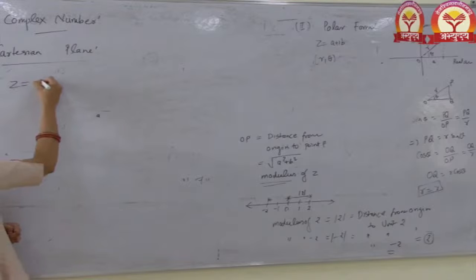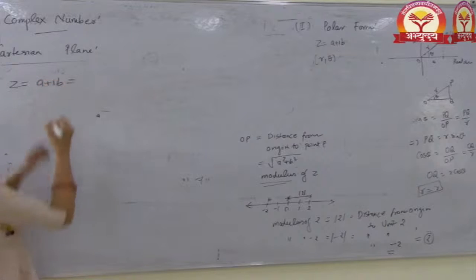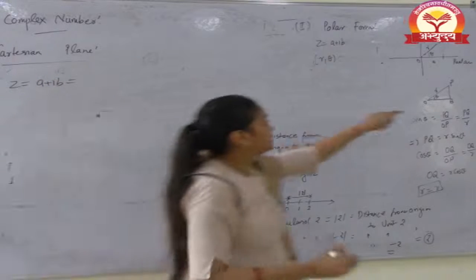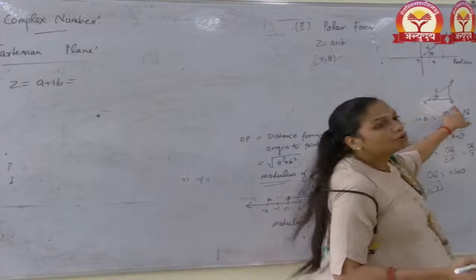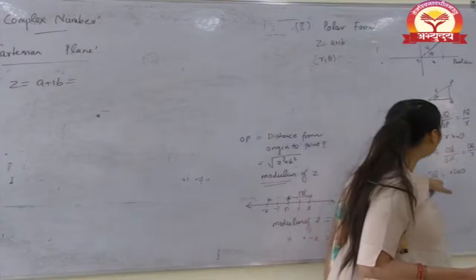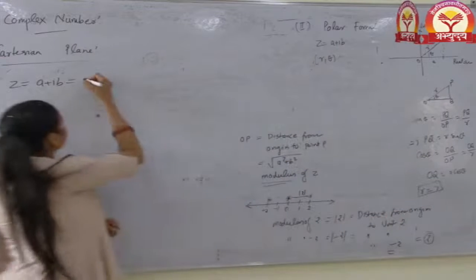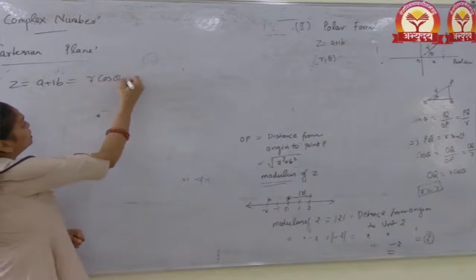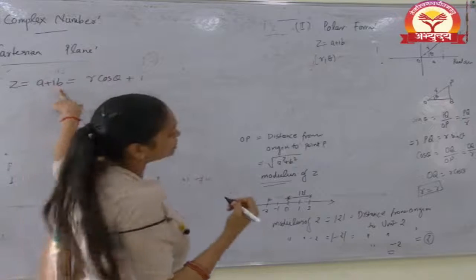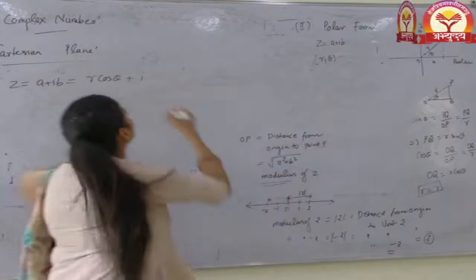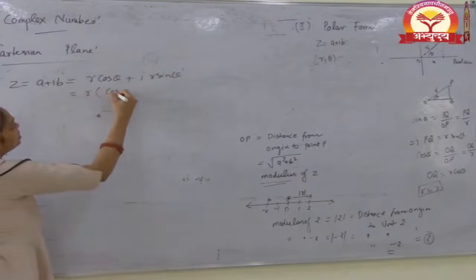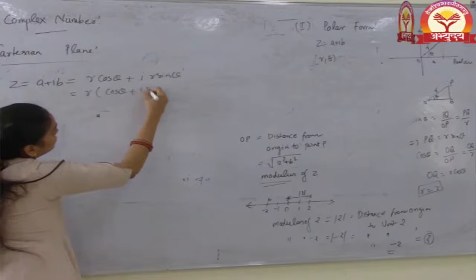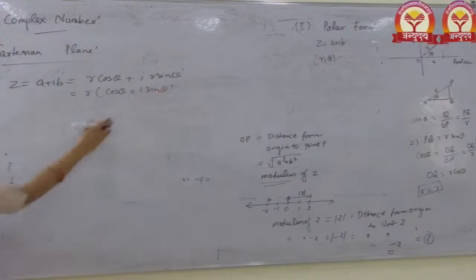z can be written as a plus ib. Now this a is like the OP distance, it is OQ. OQ is what? That is r cos theta. r cos theta, and plus i into, what is the value of b here? r sin theta. That means this representation is r cos theta plus i sin theta, like this.